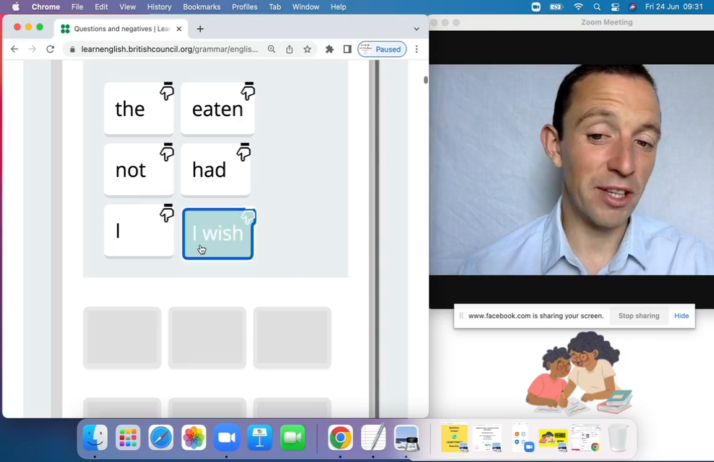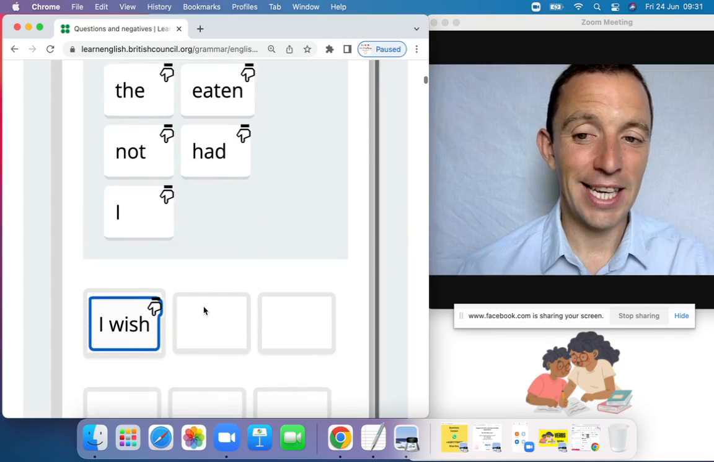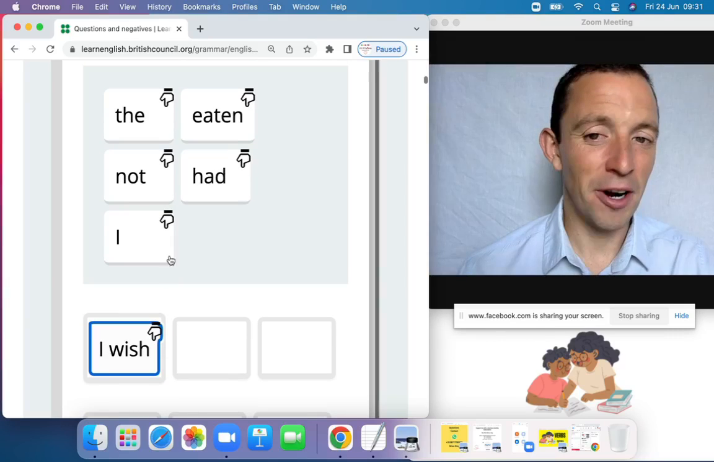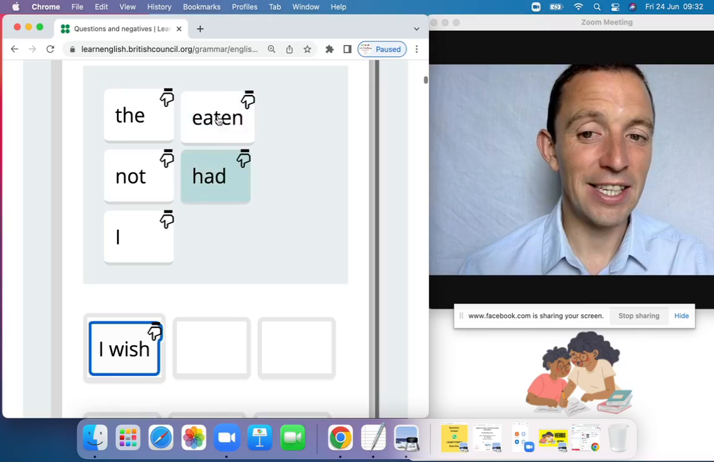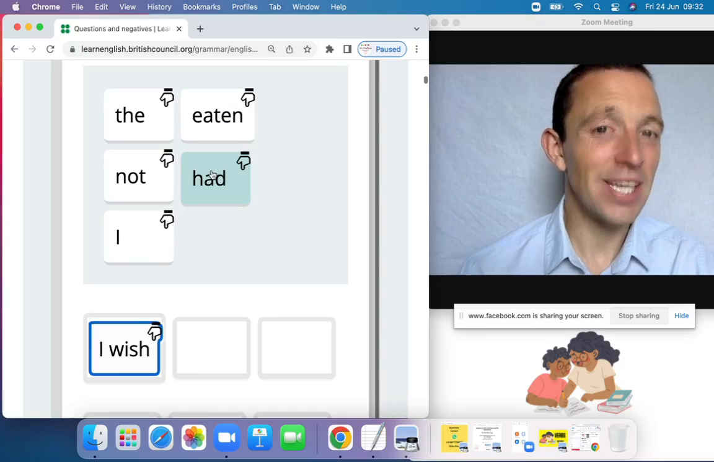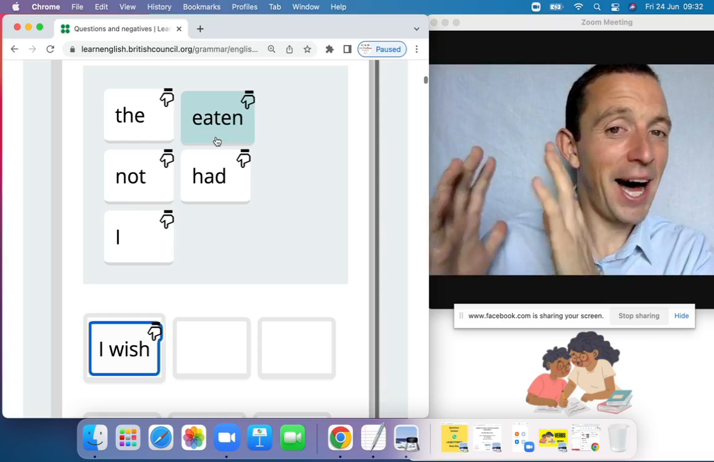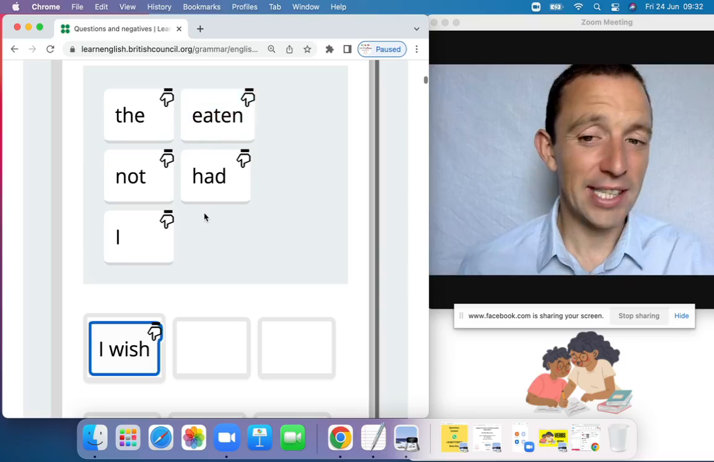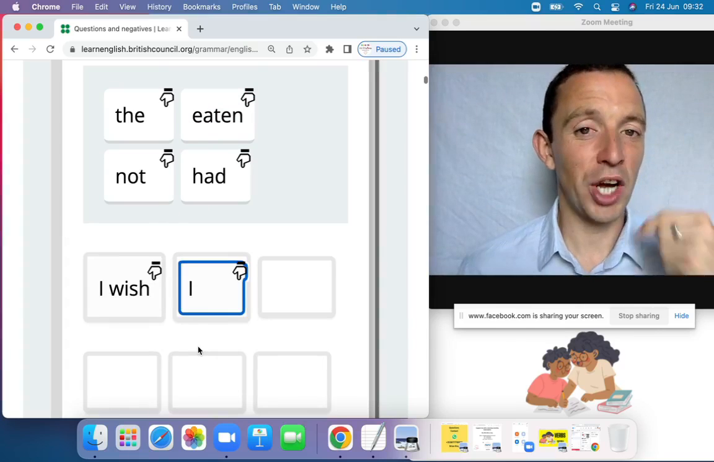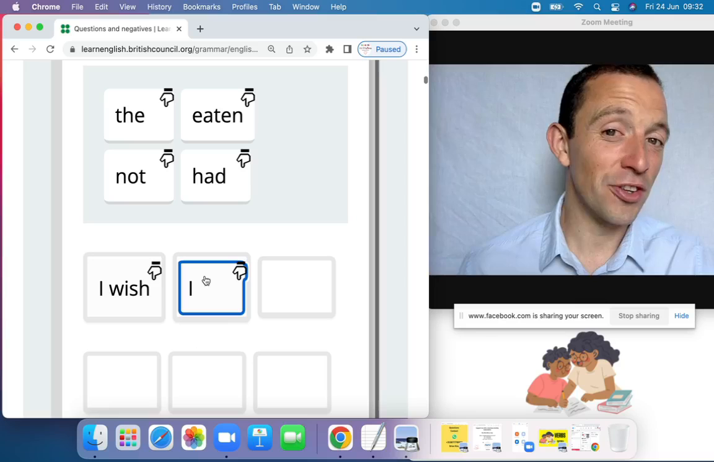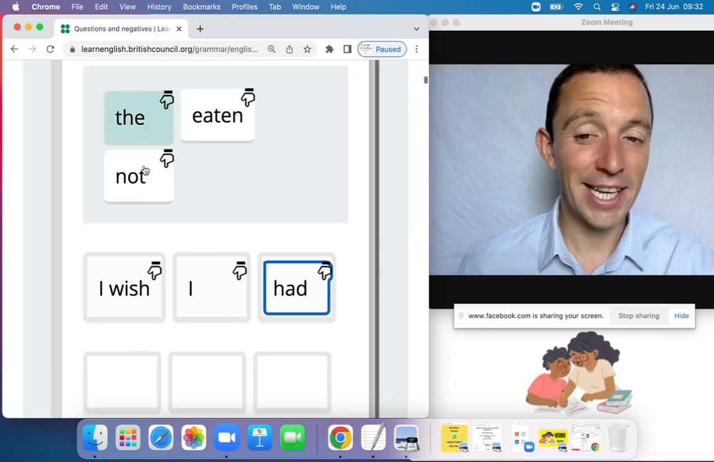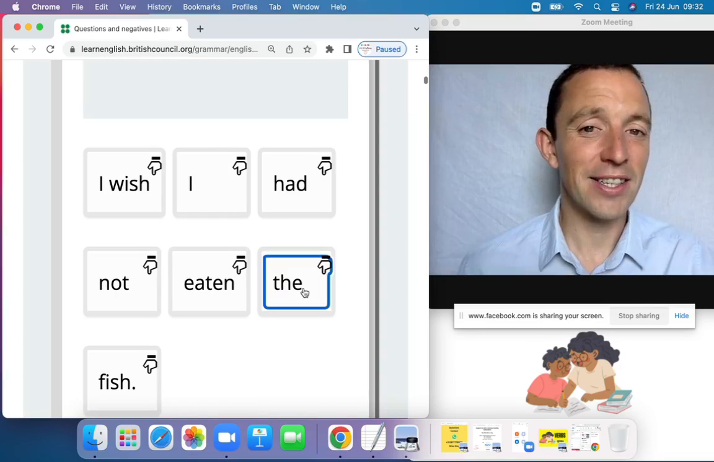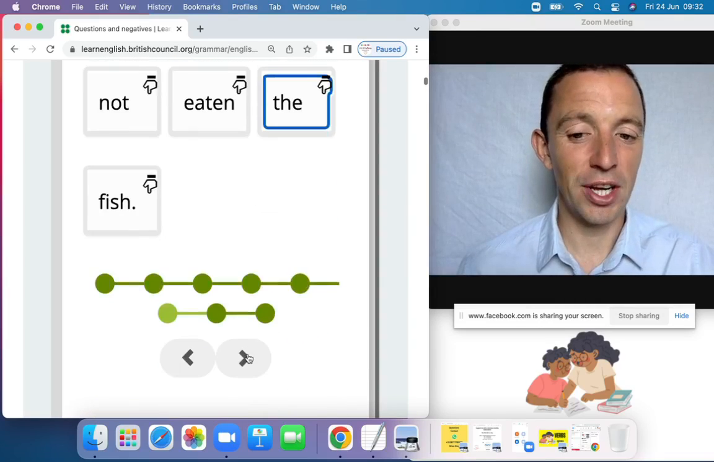Okay, so let's begin with the first just to experiment. I wish is the first verb, and the next verb is also had plus eaten. So we have 3 verbal forms in this sentence, and had eaten is the past perfect, and the negative would be had not eaten. So I think this is the structure. I wish, it's a new clause, and after the subject we need another verb. I had plus the negative, not eaten participle, the for the article, the fish. I wish I had not eaten the fish. 2 more.